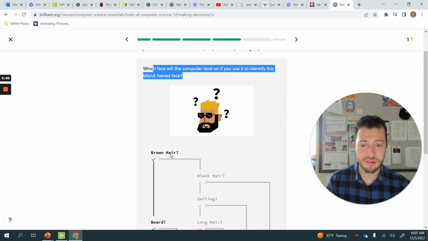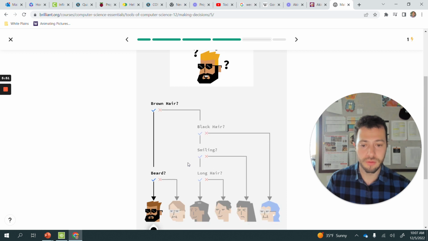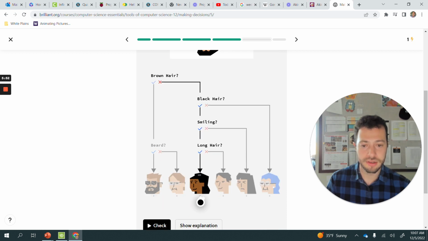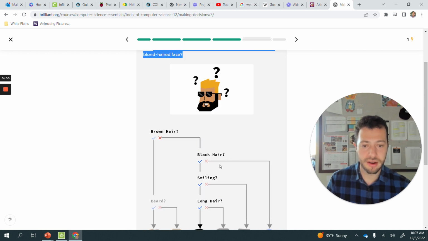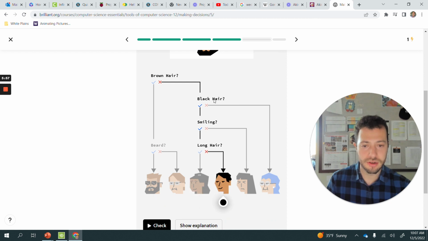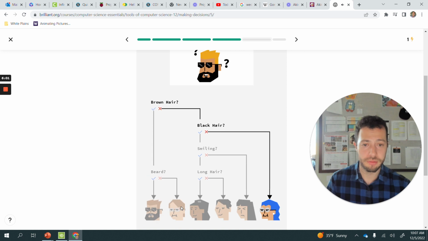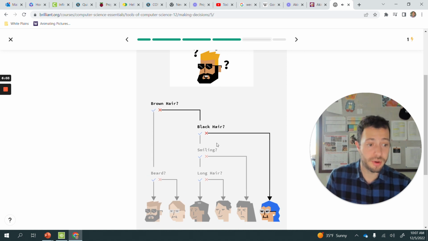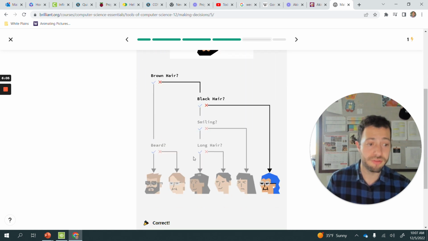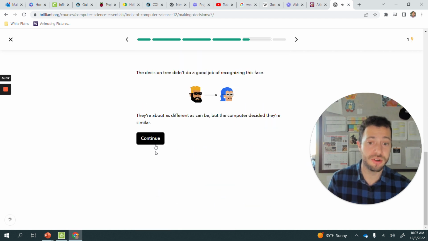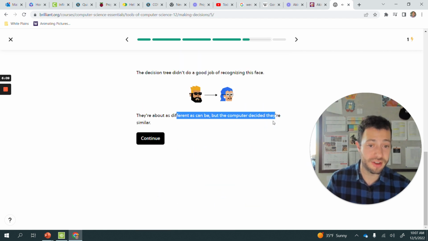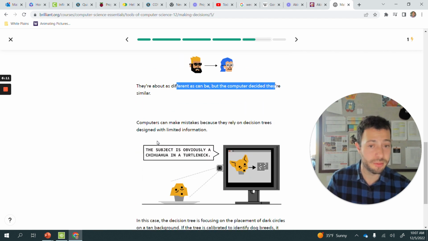So brown hair, that's a no. So we would go over to this category over here because it's not brown hair. Then black hair, not black hair. So we move on to not black hair, and it thinks that this is the woman, but it obviously is not. We didn't have the right follow-up questions in this case. So making sure you get those follow-up questions right matters, because the faces are different as can be, but the computer decided they're similar.